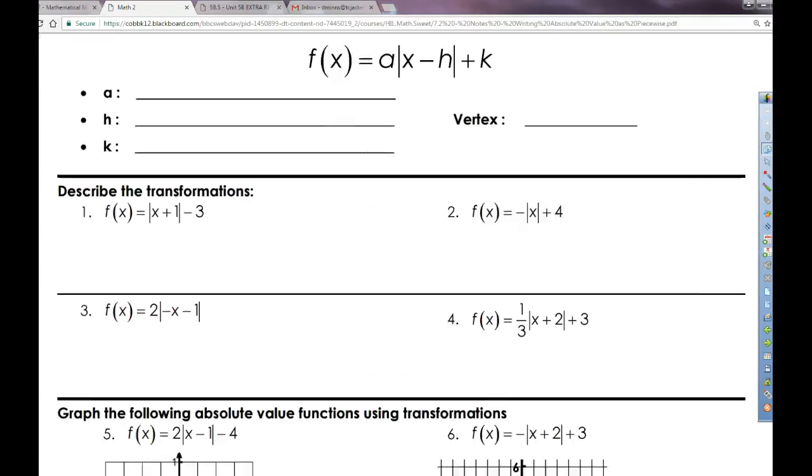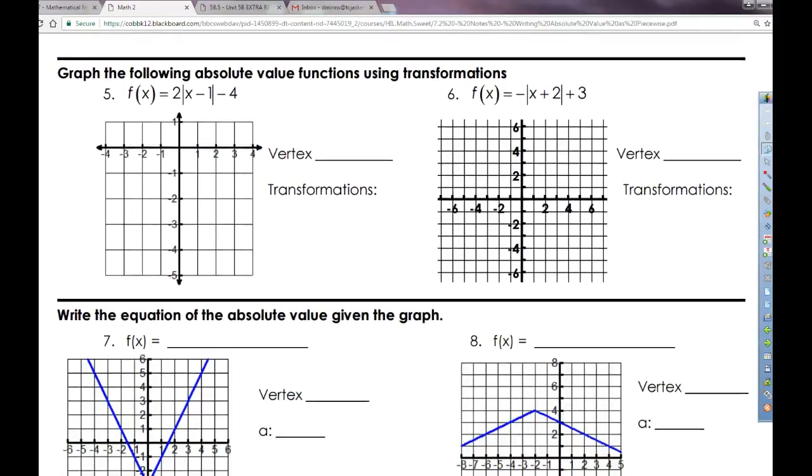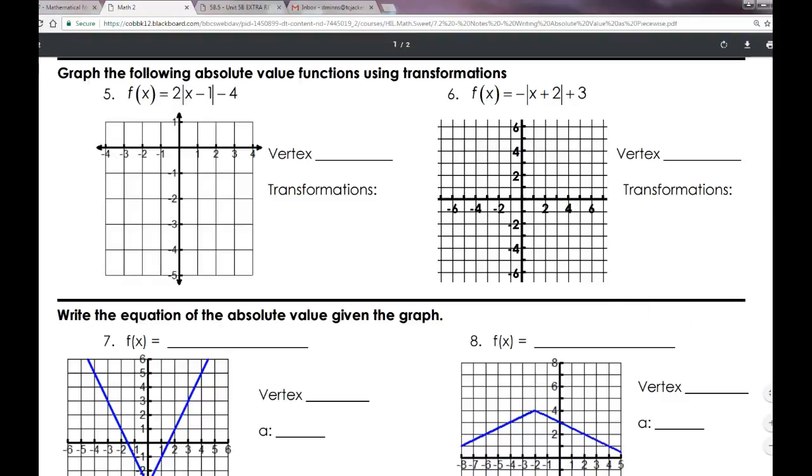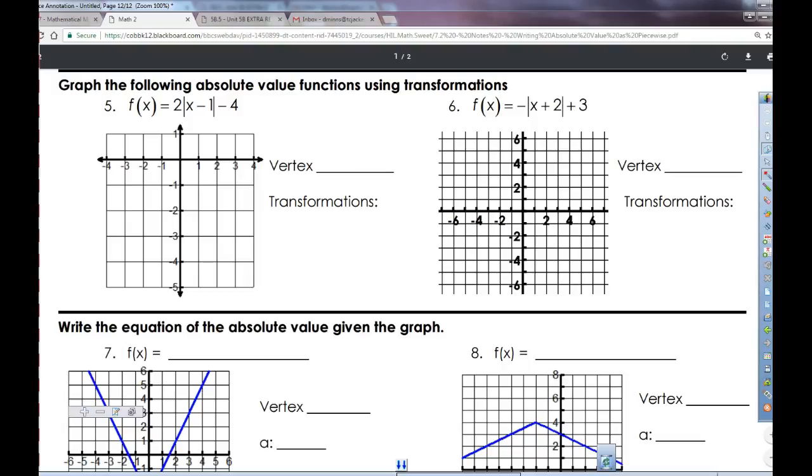Alright, let's move down to problem number 5 and 6. We now have to graph the absolute value based on our transformations. We can do that. First of all, our vertex. Let's get our vertex for number 5. Our vertex, remember, is the opposite of what's in here. Our vertex is h and k. So our vertex for this problem is positive 1, negative 4. So let's go graph that. Positive 1, negative 4. There we go.